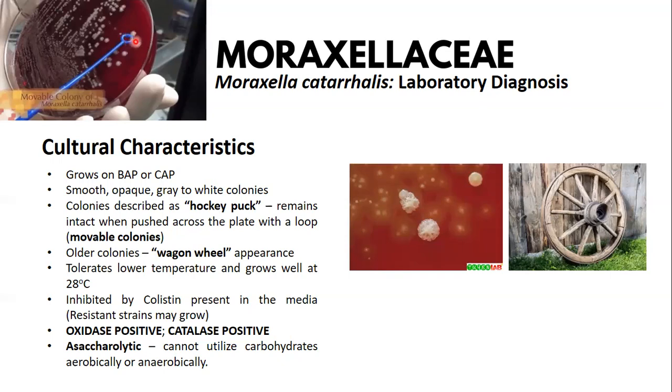movable, it remains intact. When colonies have been subsequently incubated and become old, they may appear to have a wagon wheel appearance. So here is a wagon wheel as a reference, and this is how older colonies of Moraxella catarrhalis would look like when they are incubated for a prolonged period of time on culture media. And take note that this bacteria tolerates lower temperature and grows well at 28 degrees Celsius, and they can be inhibited by colistin present in the media, although take note, resistant strains may grow.